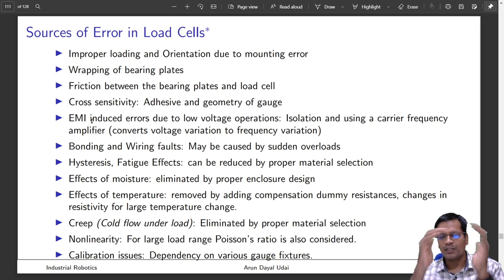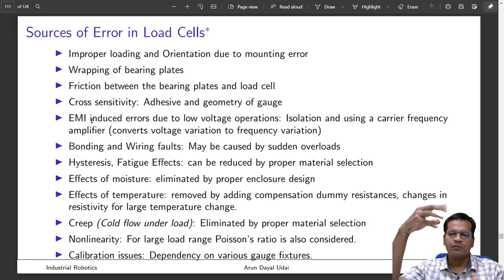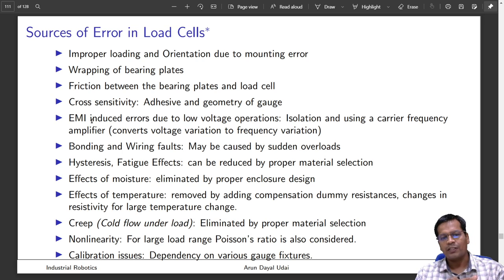EMI induced error, because these are circuitry, it should be sealed properly. Otherwise, if at all you have a huge varying magnetic field nearby, that also can create noise in this type of load cell. So that is why it was enclosed in a metal enclosure. Why metal enclosure? You must have heard of the Faraday cage effect. Anything which is inside a closed enclosure, you get to see almost negligible magnetic field inside, and that remains isolated. So that is one of the reasons it is enclosed. So EMI protected systems are expected in this. Isolation with any carrier frequency may be given.